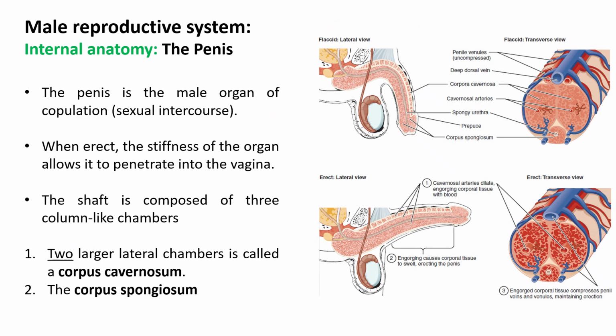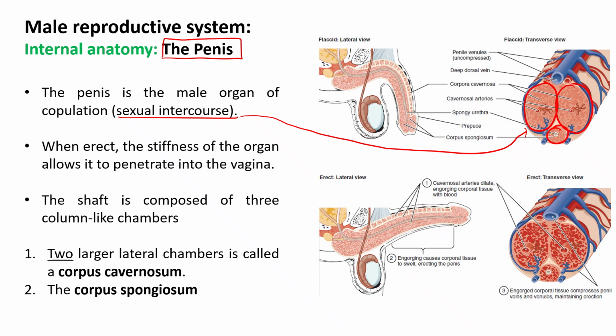Now, to conclude this part of the microscopic anatomy of the male reproductive system, let's review the penis. The penis is the male organ of copulation or sexual intercourse. The penis is composed of 3 major tubular structures. And when I say tubular structures, you can visualize this better here. This is a transverse cross-section of the penis shaft. So it has these 3 structures.